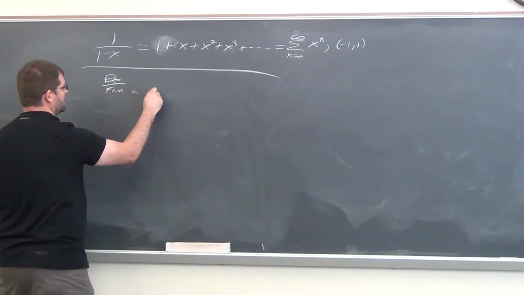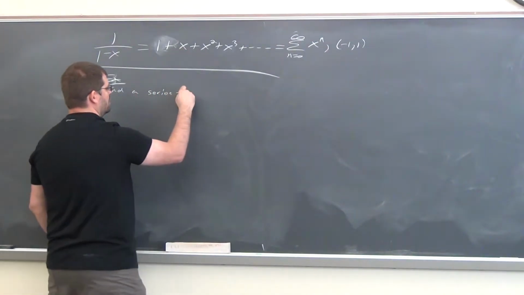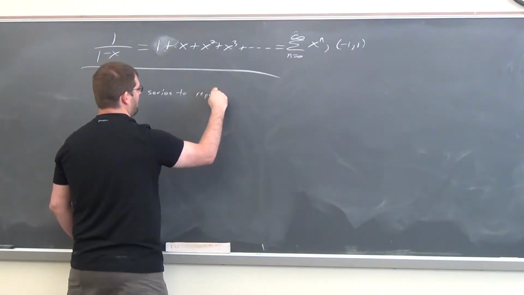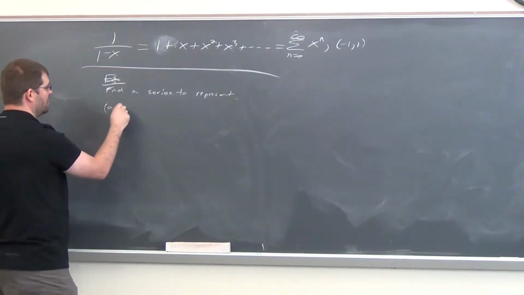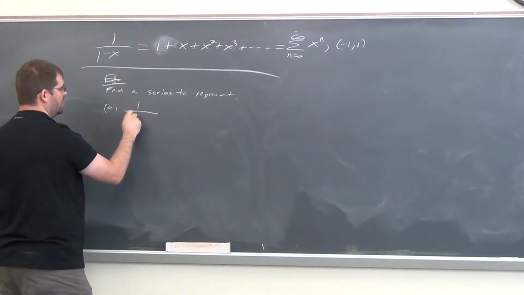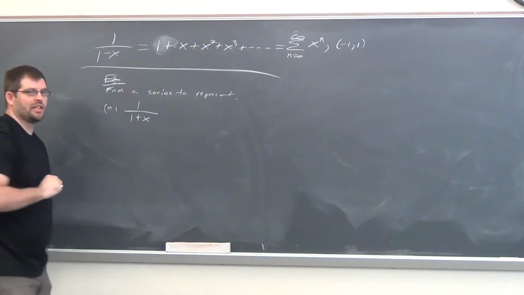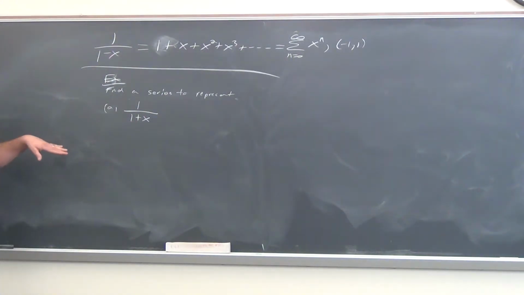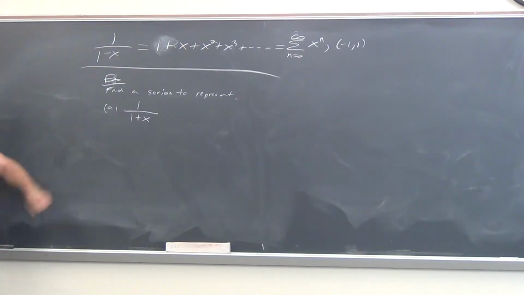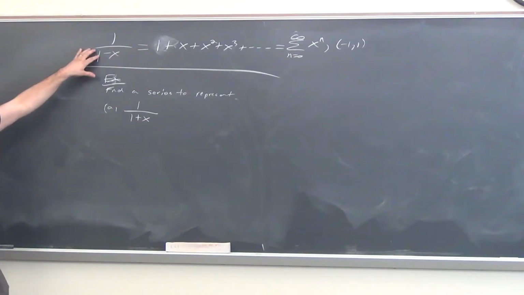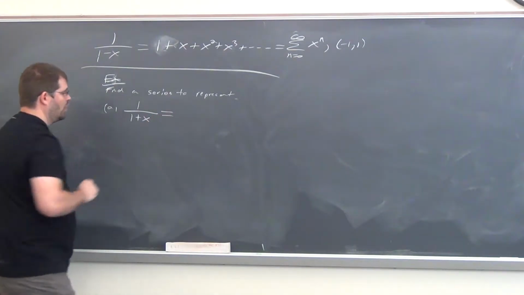Find a series to represent each of the following. So let's just do 1 over 1 plus x. For all of these, probably for the vast majority of the rest of the class, I'm just going to be using this formula here, with slight tweaks on it. So 1 over 1 plus x.